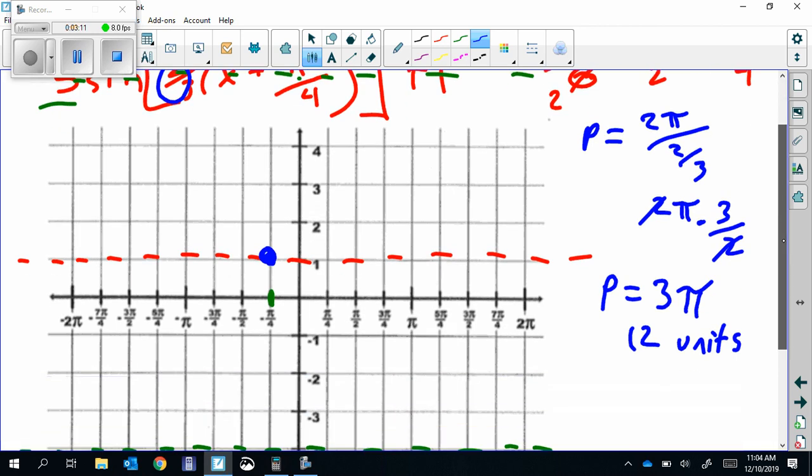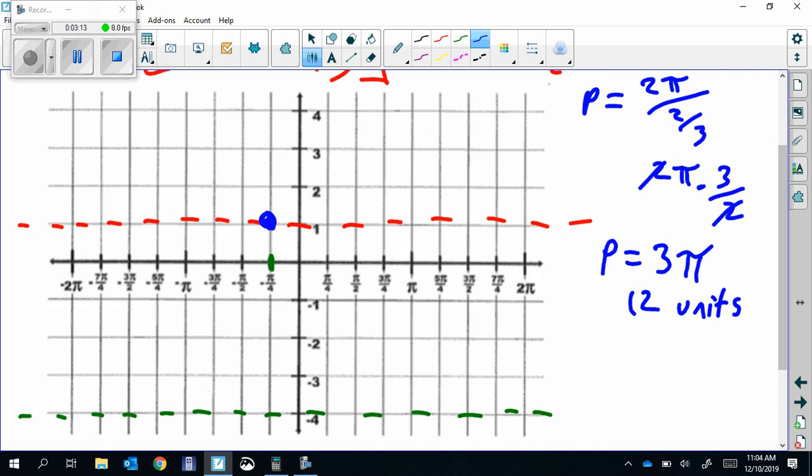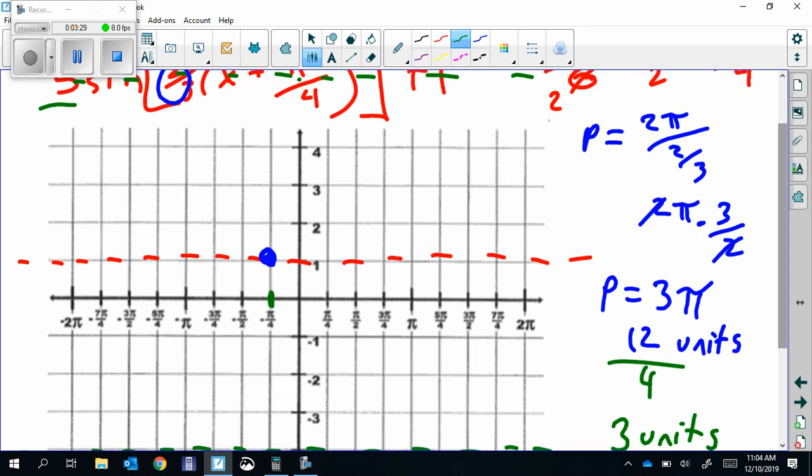And then in sine and cosine, whatever we're graphing, there's always 4 quadrants. So we're going to divide by 4, which means every 3 units, there will be a point that we graph. It's 3 units between dots. 3 units for a quadrant. Points that we plot.